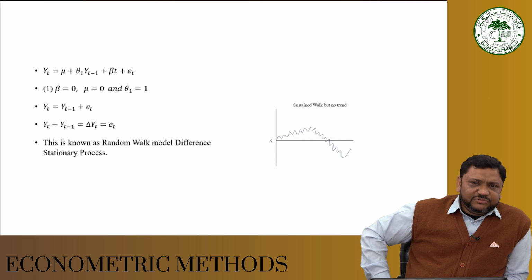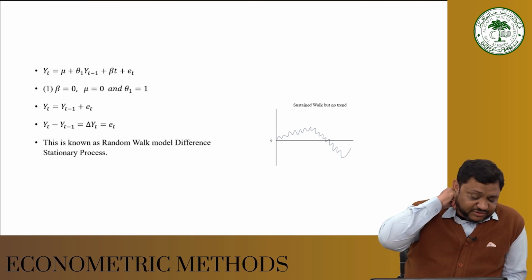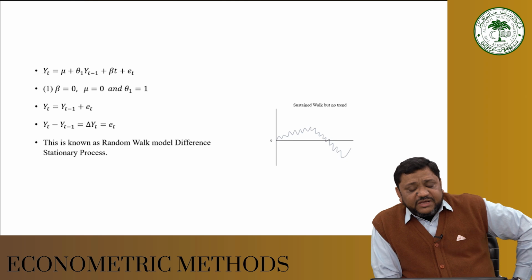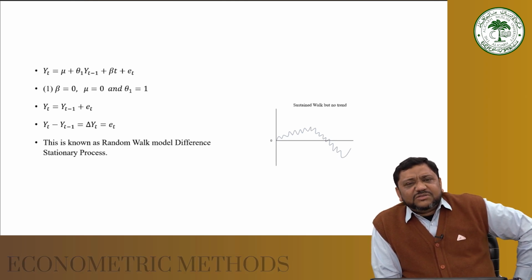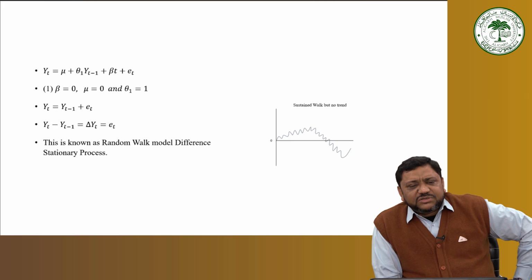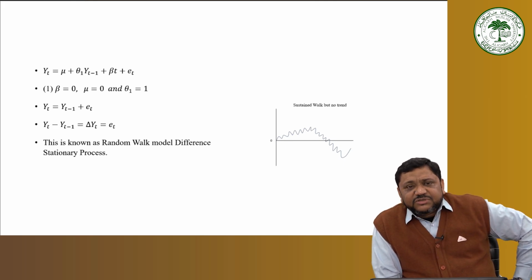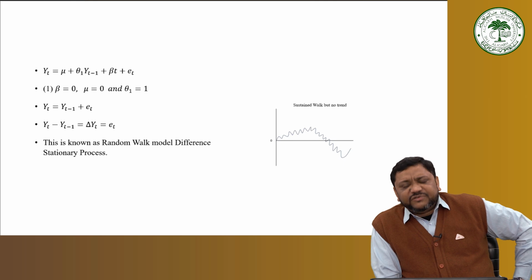So the very first equation can be written as yt is equal to yt minus 1 plus et, or we can say that delta yt is equal to et. This is the random walk model. This is a difference stationary process, and we can get out of this random walk model, we can get the stationary process, by using the method of differencing.